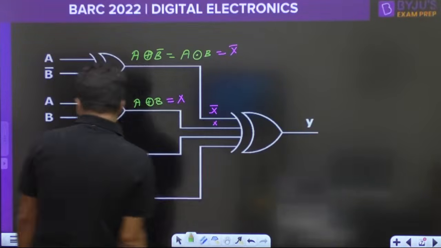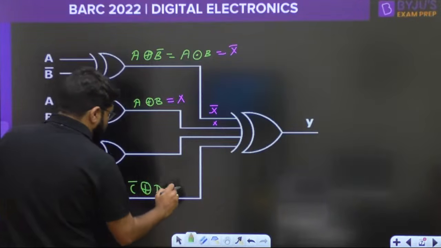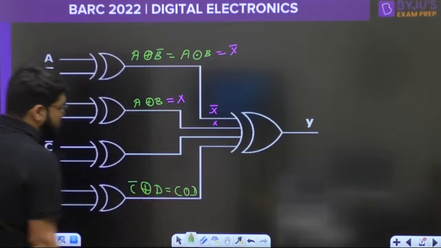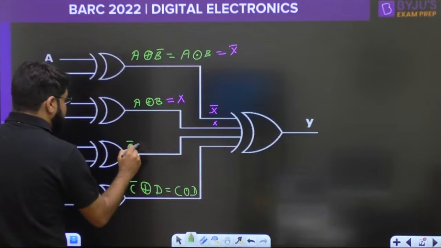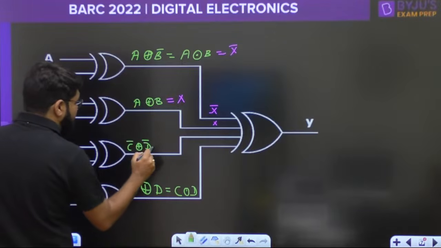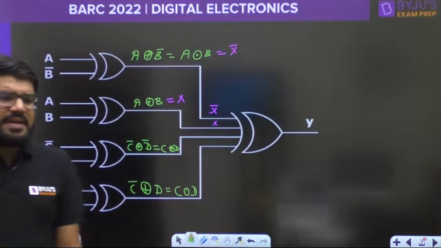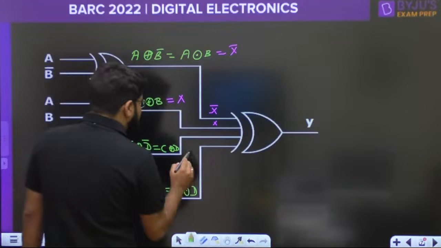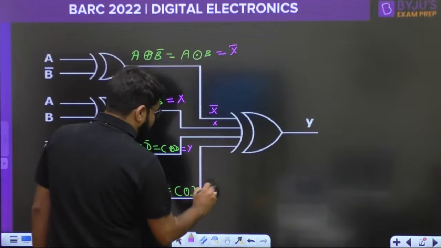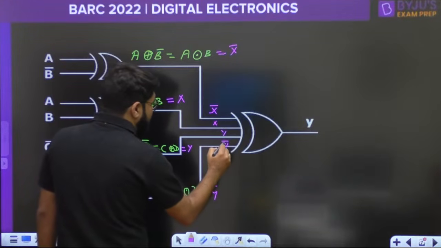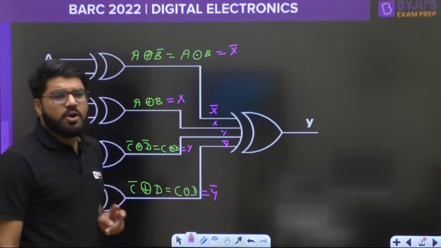Let's look at the bottom side. This is C bar XOR D, and if any one of the variables is complemented, it can be written as the XNOR gate, C XNOR D. Then C bar XOR D bar, where both the variables are complemented, is basically XOR only, C XOR D. Now let us say this C XOR D is Y, so C XNOR D will be Y bar. So here you get Y and Y bar. Basically these two lines are complements of each other.